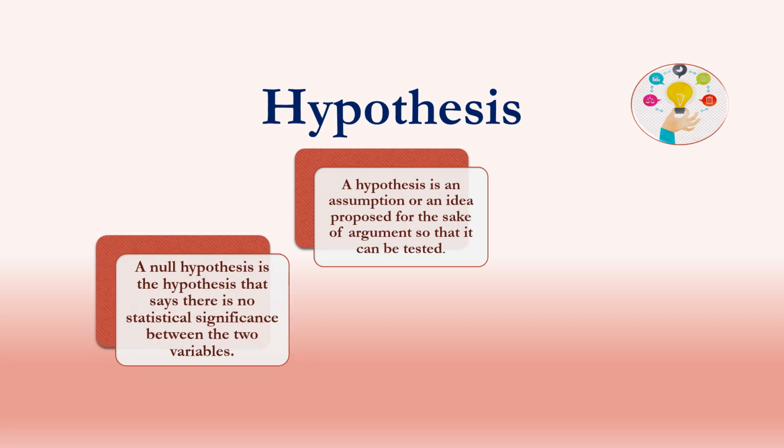One is the null hypothesis, which is usually denoted as H0, is the hypothesis that assumes there is no statistical significance between two variables. It suggests that any observed effect or relationship is due to chance or random variation rather than a real underlying relationship. In simple terms, it asserts that no effect or no difference exists.